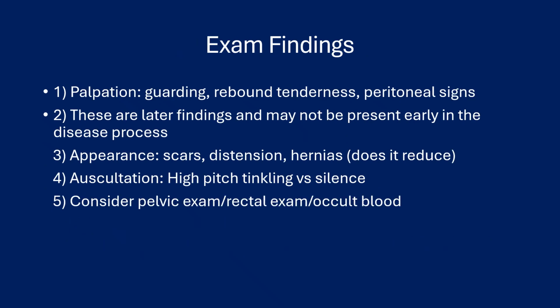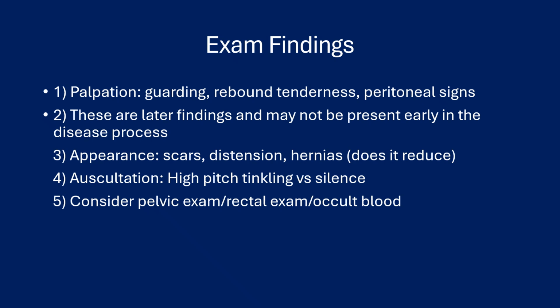Exam findings: palpation. I'm just palpating on their abdomen. Do I see guarding? That is, when I press in on their abdomen, are they exquisitely tender? Do they have rebound tenderness? When I release after pressing on the abdomen, are they exquisitely tender? These are what we call peritoneal signs. These are later findings. They may not be present early in the disease process.